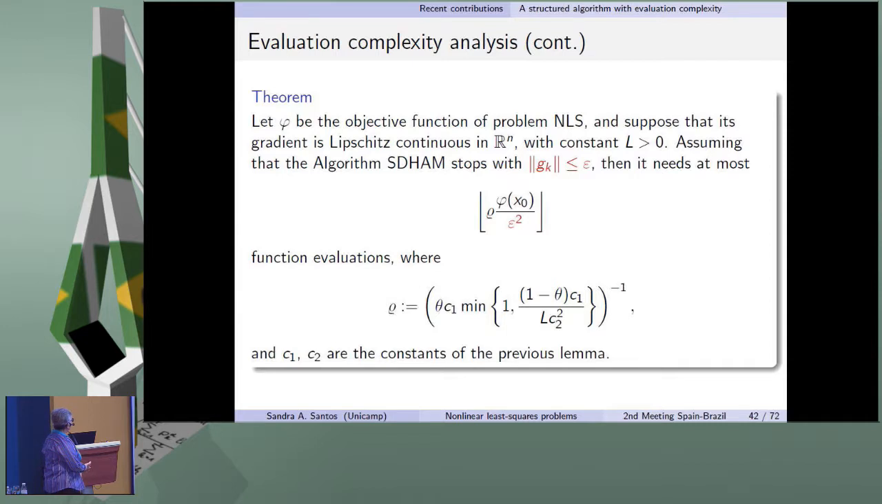And this is the evaluation complexity result, which says that we can compute an epsilon stationary point in order of epsilon to minus 2 iterations, or function evaluations, basically. So I recall that this constant rho really depends only on algorithmic parameters, and constants that depend on the problem, the Lipschitz constant and the initial value. So these do not vary along the iterations. That's why we have an order of epsilon effort here in terms of function evaluations.